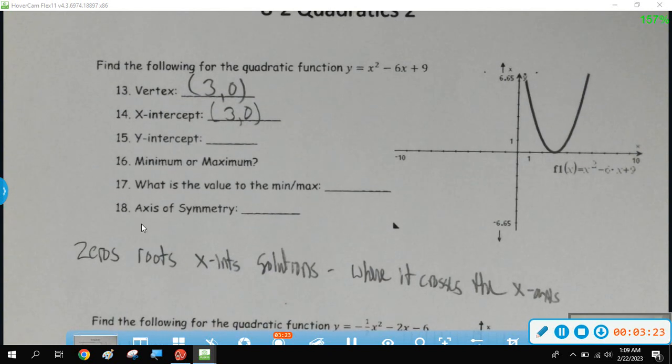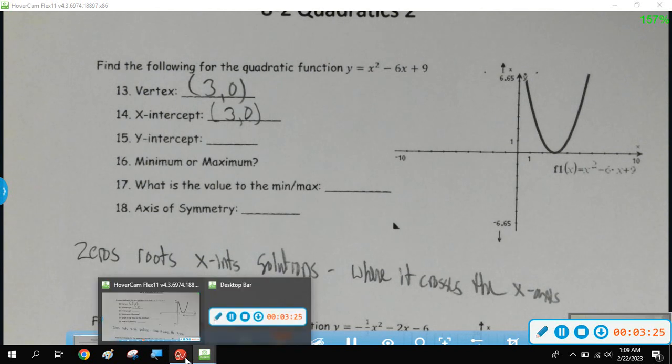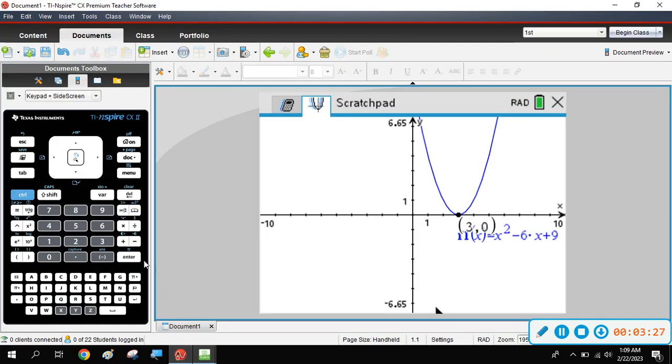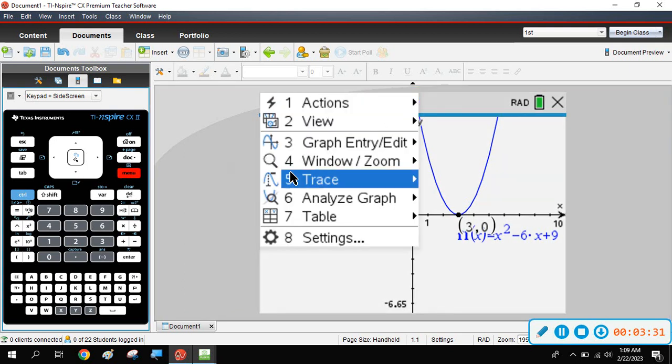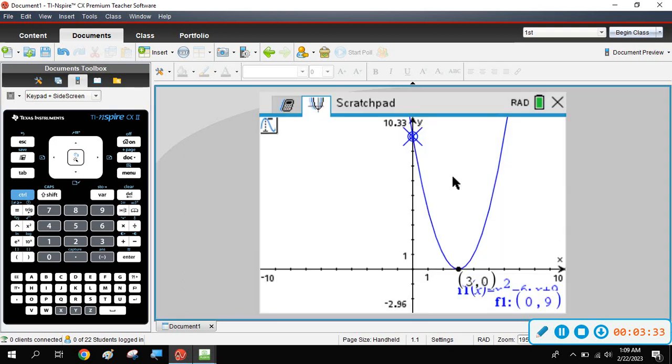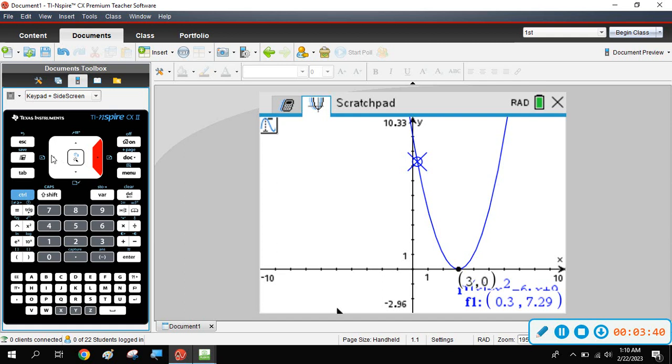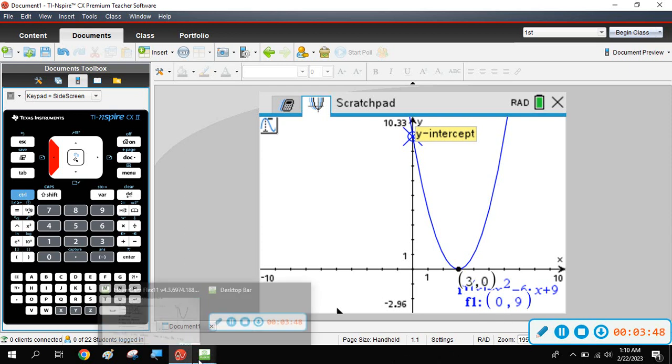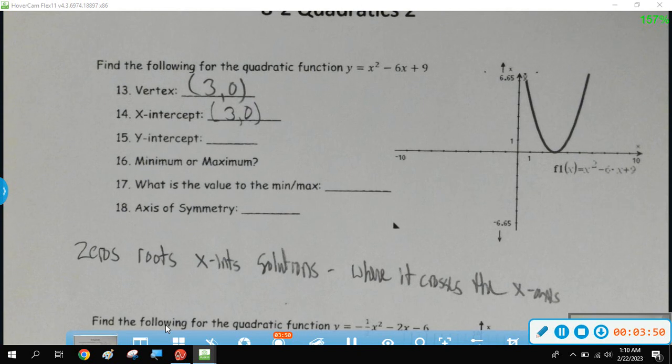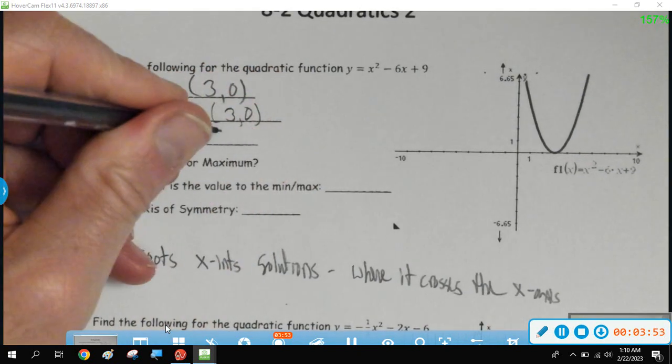Y-intercept, that's the next thing that we would like to go through and find. All right, and so for the y-intercept, I'm going to press menu, trace, graph trace, and it first automatically pops up at the y-intercept. If you arrow off and then arrow back on, it will tell you on the screen itself y-intercept. Where's the y-intercept? It's at 0, 9. It tells me at the bottom. All right, so 0, 9, that's your y-intercept.